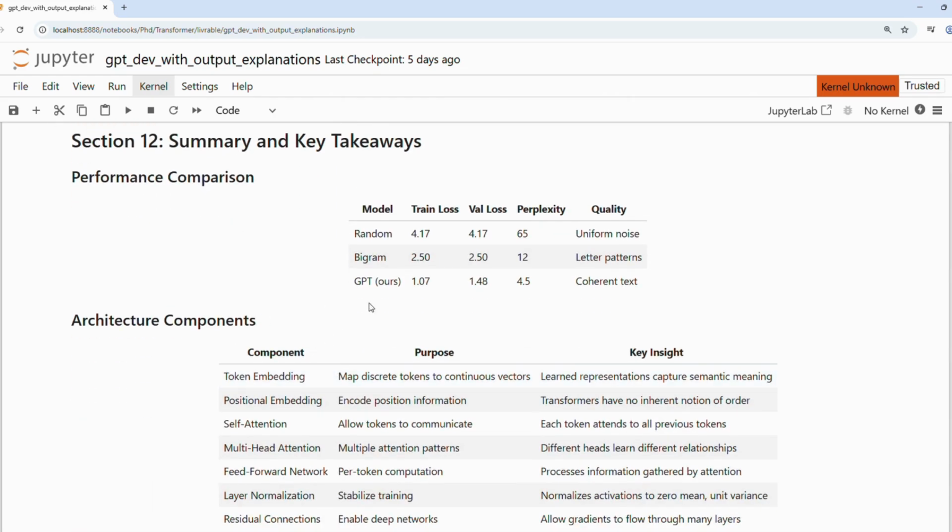We built 3 models of increasing complexity: a random baseline with a loss of 4.17 and perplexity of 65, essentially uniform noise; a Bigram model with a loss of 2.50 and perplexity of 12, capturing simple character-level patterns; and our full GPT model with a training loss of 1.07 and validation loss of 1.48, producing coherent structured text.